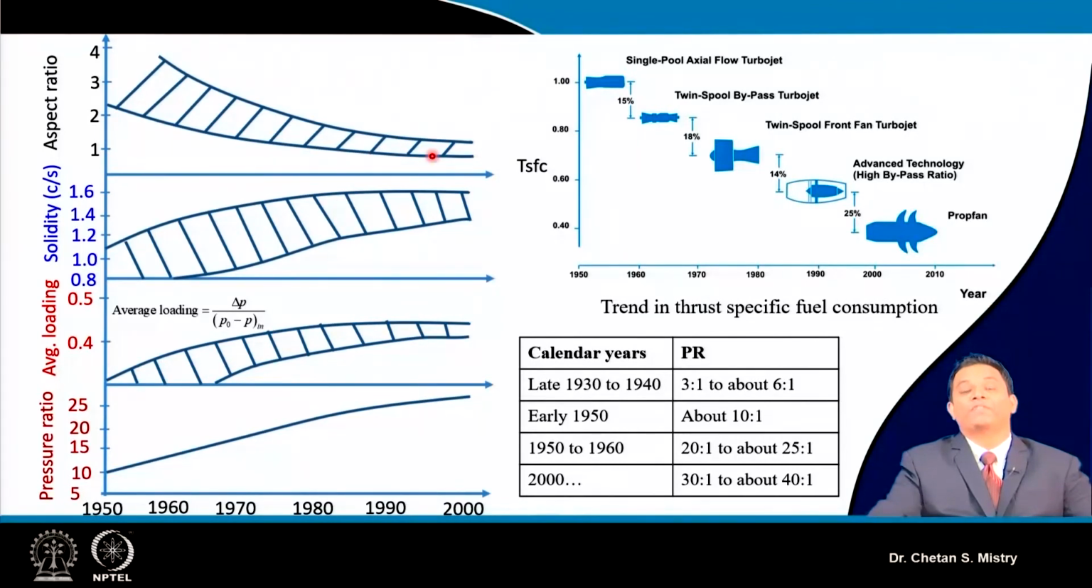Now, when I say specific requirement, just look here. What is our requirement? We are looking for thrust specific fuel consumption to be lower. During the 60s, we took that as a reference. The next expectation was to reduce thrust specific fuel consumption by 15%. That gave the new concept we call the twin spool configuration. Later, we looked for further reduction in thrust specific fuel consumption.